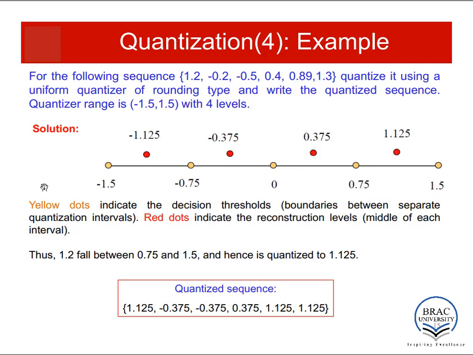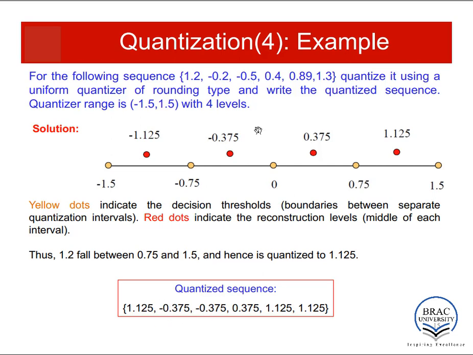Now we have to quantize each sample individually. The first sample is 1.2. We have to choose the decision levels where this sample falls. 1.2 is in between 0.75 and 1.5. So the quantized value will be 1.125. So the corresponding quantized value of this sample is 1.125. Here you can see. The next sample is minus 0.2. Minus 0.2 is in between 0 and minus 0.75. So the quantized value will be minus 0.375. So we place a minus 0.375.